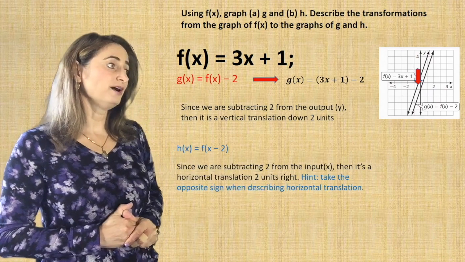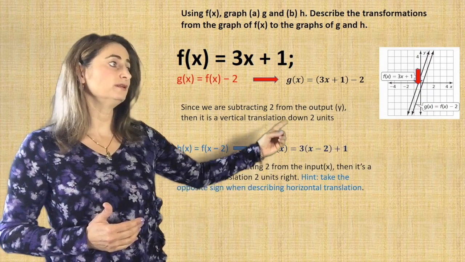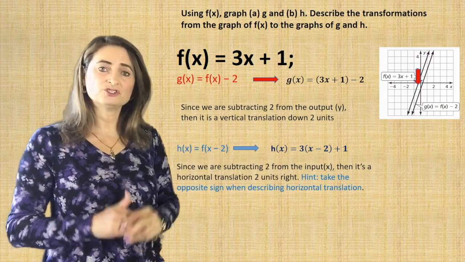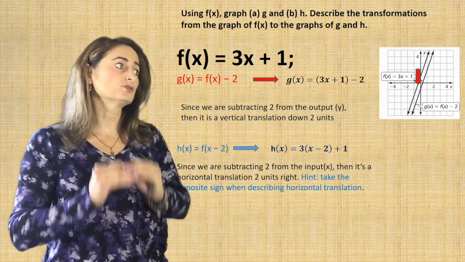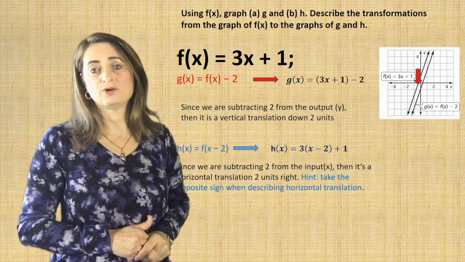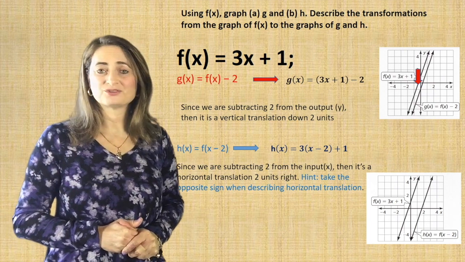If you wanted to write the new equation so you can graph it and make a table, then h of x equals 3 times x minus 2, because it's only the x that changed. So the x is what I put in parentheses, not the whole thing, plus 1. And here's the graph, and you can see the translation to the right too.